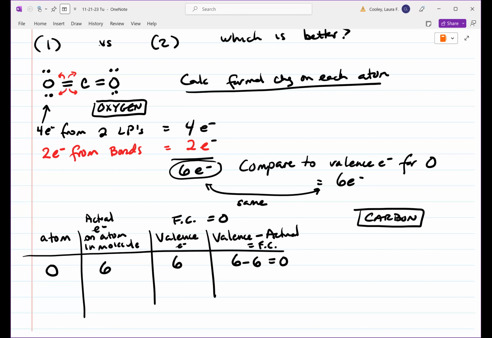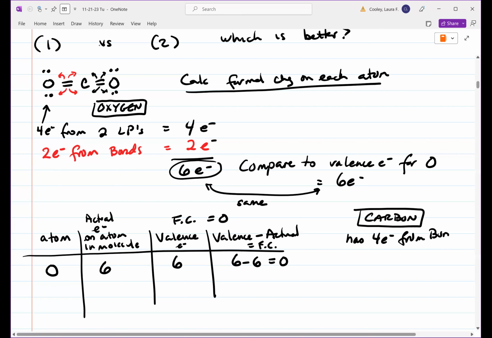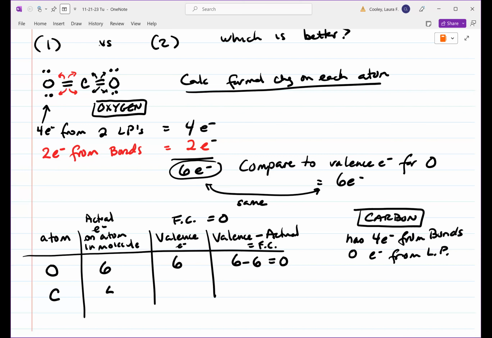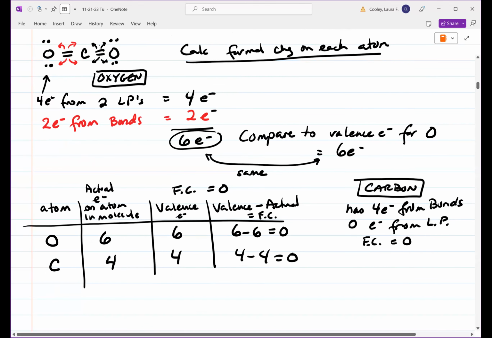Okay, so carbon. All right, so how many electrons on carbon? Remember what we do here. We take 1 electron from each bond for each atom involved. So given that carbon doesn't have any lone pairs, carbon has 4 electrons from bonds and 0 electrons from lone pairs because it has no lone pair. So carbon has 4 electrons. Its valence is 4. 4 minus 4 is 0.